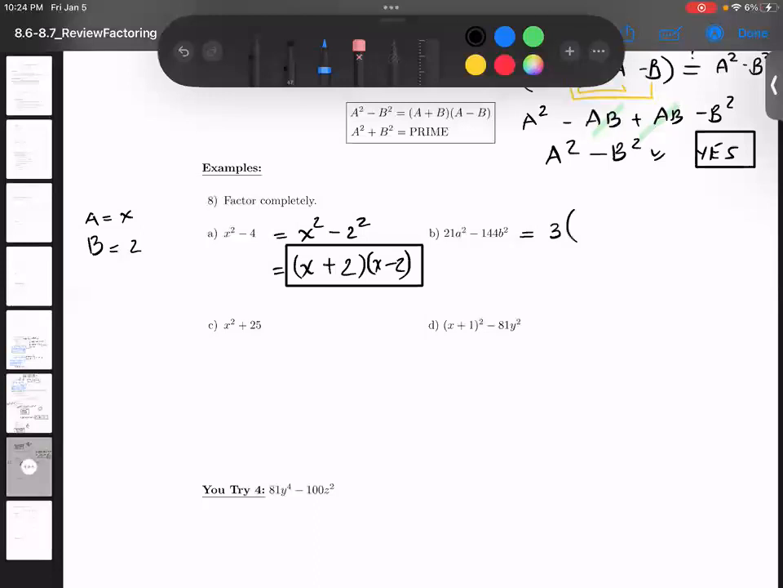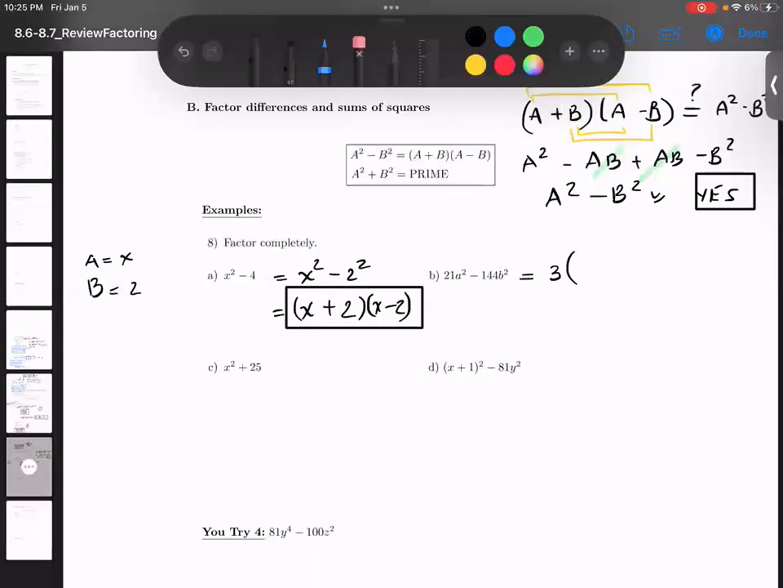Did I make a mistake here? Oh, it's supposed to be 121, not 21. I'm sorry about that. Okay, but it's a good thing. It reminds us that we have to look out for GCF first, right? In this case, we don't have GCF. 121 and 144, there's no common factor between those two. So blob square minus blob square.